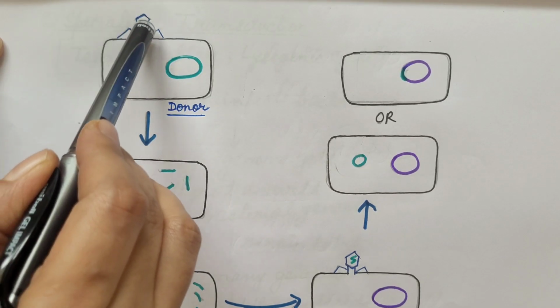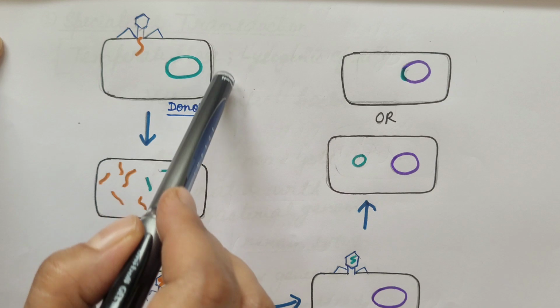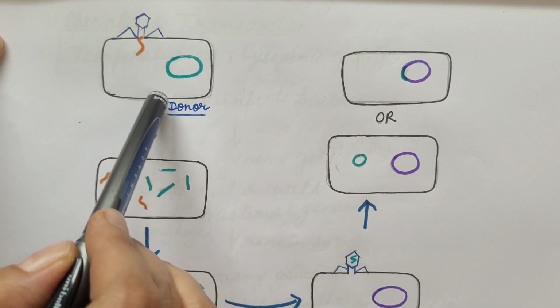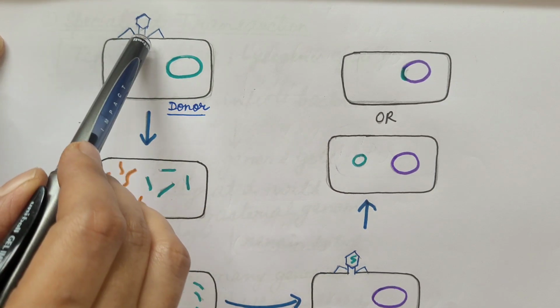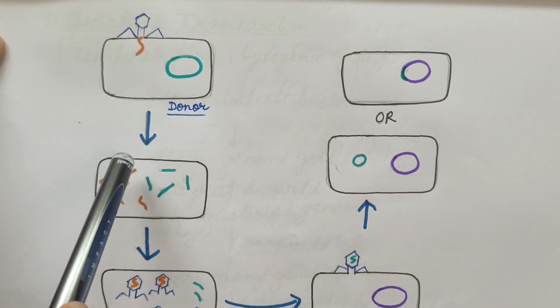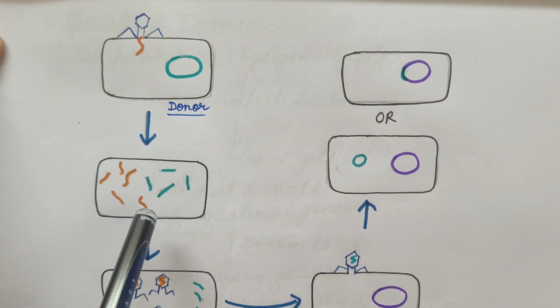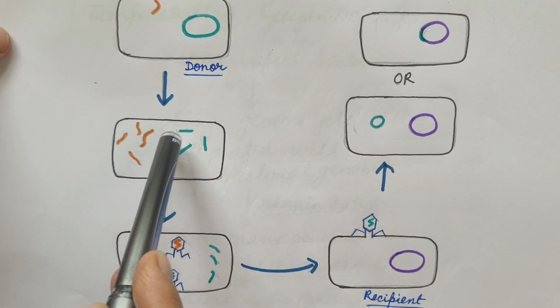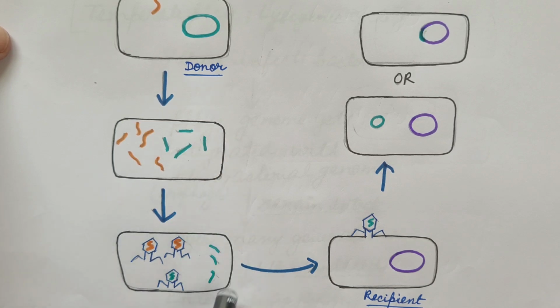So this is the virulent bacteriophage. It comes and infects this bacterial cell. This is the donor bacterial cell, and it injects its genetic material. Then it takes up the host machinery and starts reproduction. The bacterial genome is also divided into fragments. When the packing of virus particles takes place, some of the bacterial DNA fragments also get packed in the virus particle. Once the virus particles are formed, these are released from the donor cell.